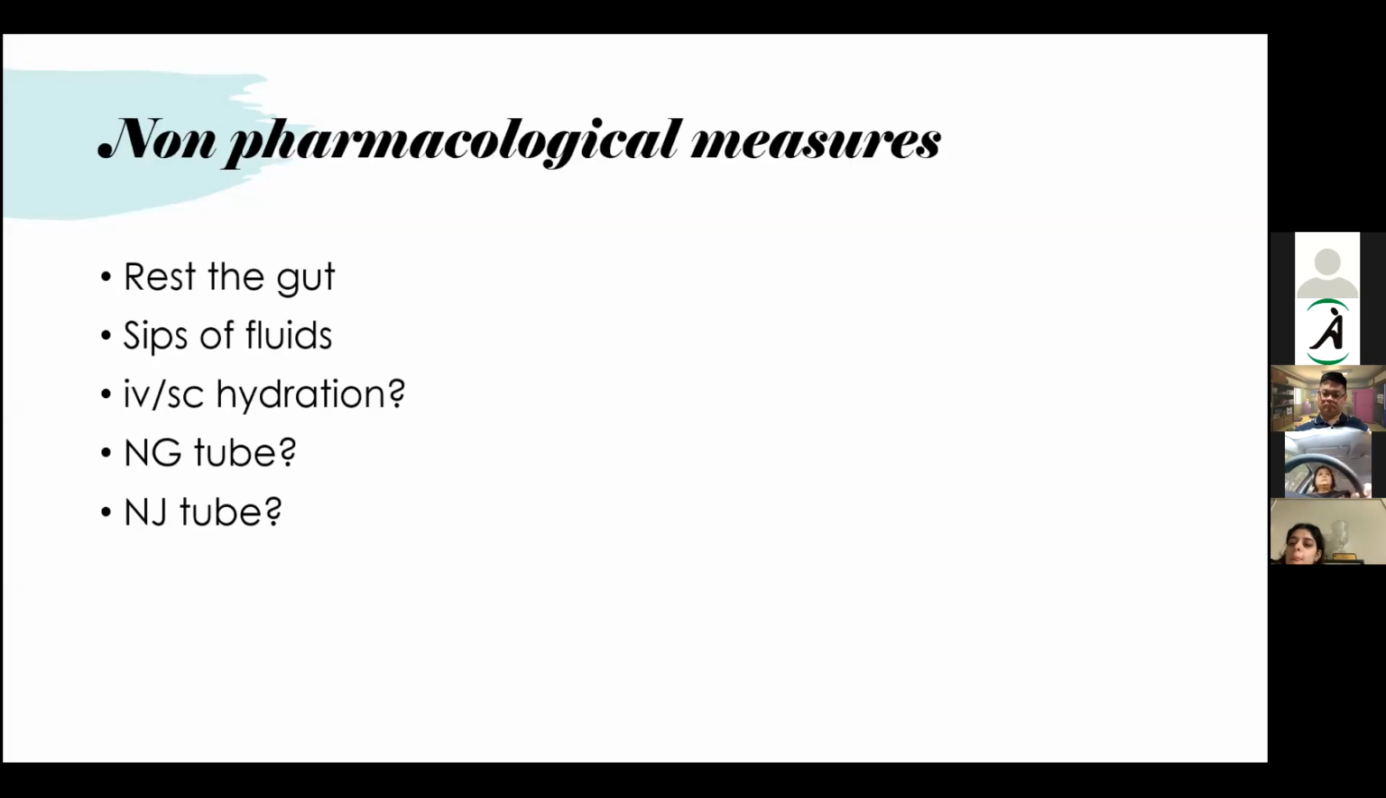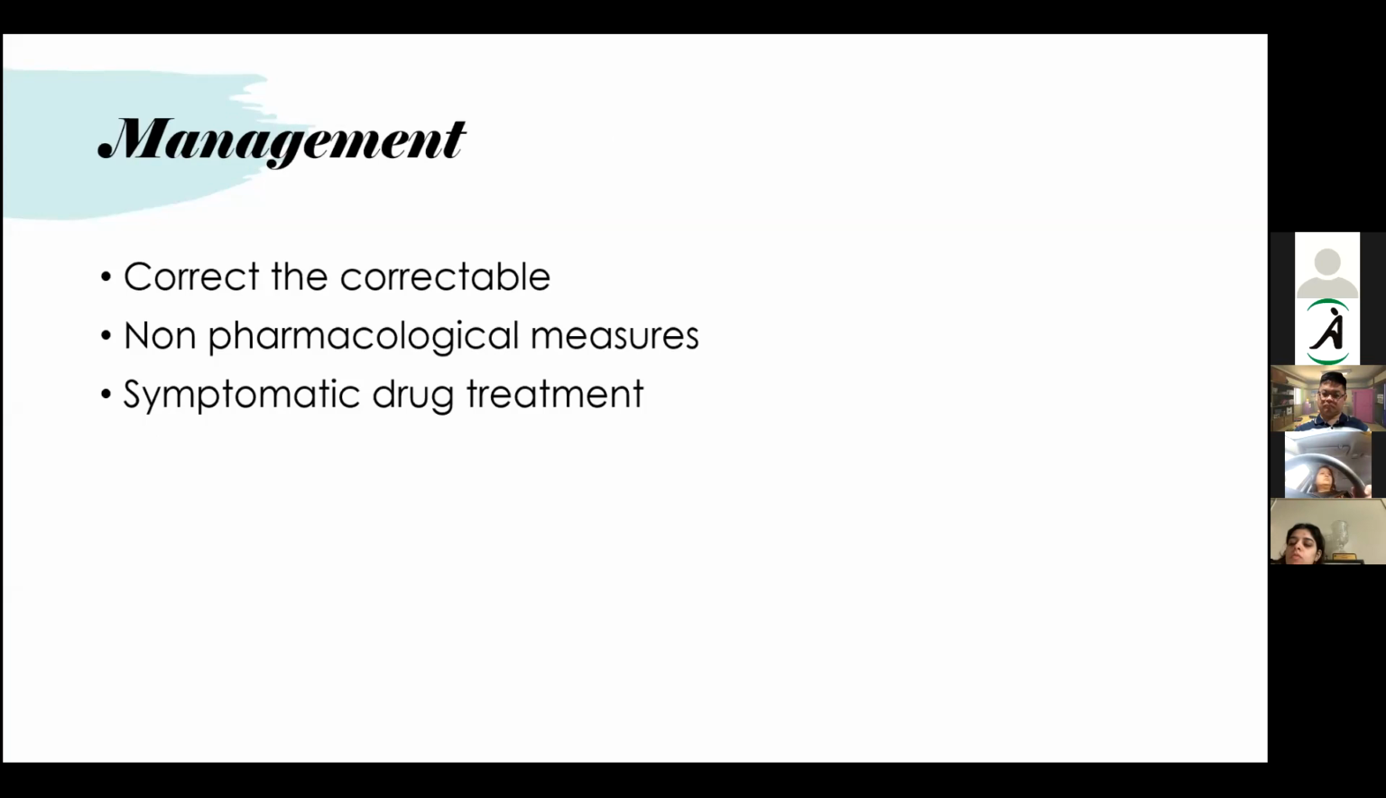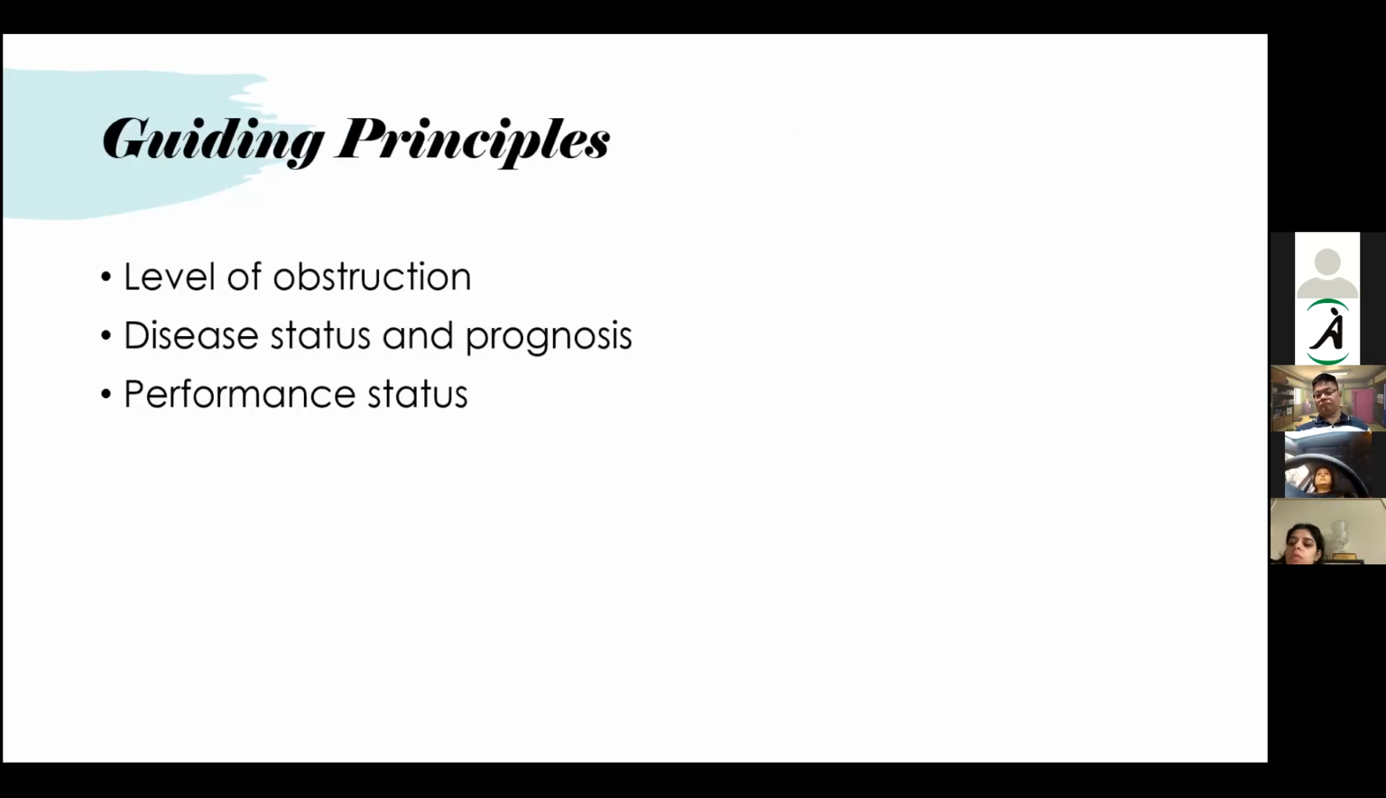Coming to the non-pharmacological measures. These are the three things that we usually do in palliative care: correct the correctable, non-pharmacological measures, and symptomatic drug treatment. Whenever we are managing a bowel obstruction, the guiding principles that will help us would be level of obstruction, disease status and prognosis, and performance status. These are the things we should keep in mind before going to the management of bowel obstruction.